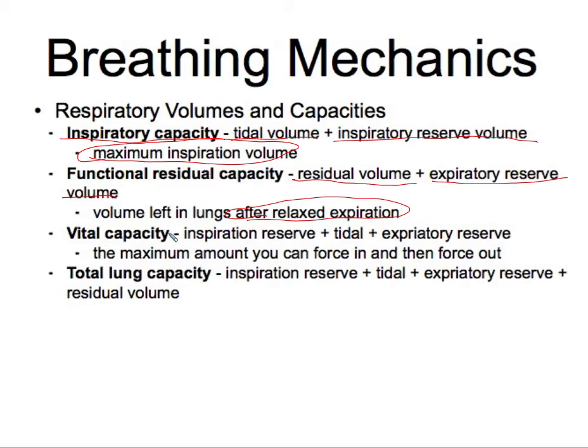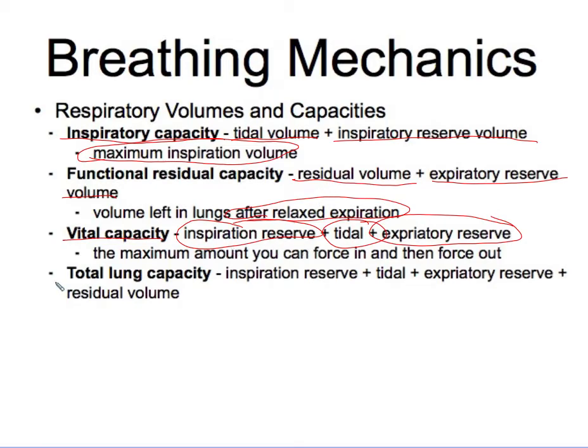Your vital capacity is the maximum amount you can force in and out. So if you take a deep breath in, deep breath out, this is your vital capacity. So deep breath in, inspiratory reserve volume, plus your normal breathing in and out, your tidal, plus all the air you can force out, which is your expiratory reserve volume. So these three volumes make up your vital capacity.